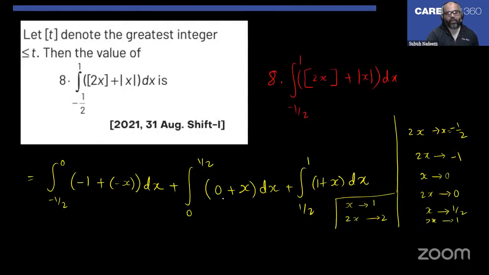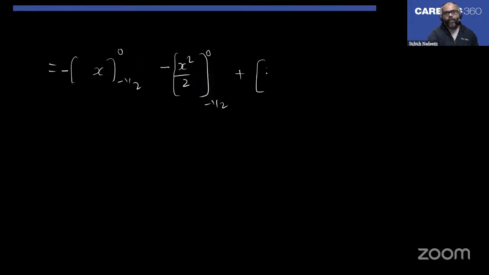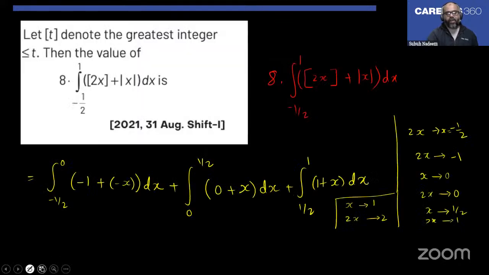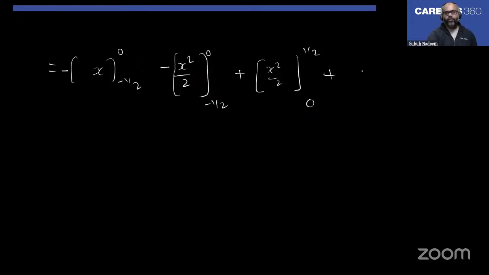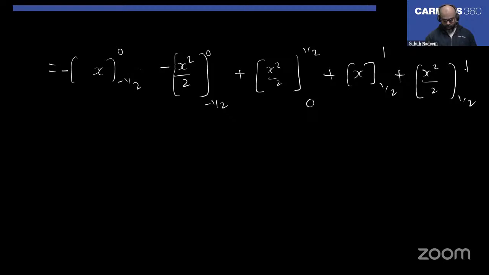Then we have 0, that is the integration is 0. x dx is x square by 2, and it is from 0 to half. Then we have 1 plus x dx. So it will be x from half to 1 plus x square by 2 from half to 1. Now just try this, calculate this. I want to see how you are calculating it, and we will discuss.